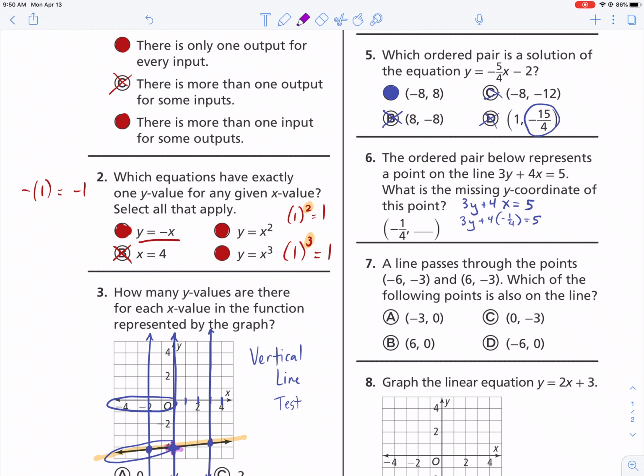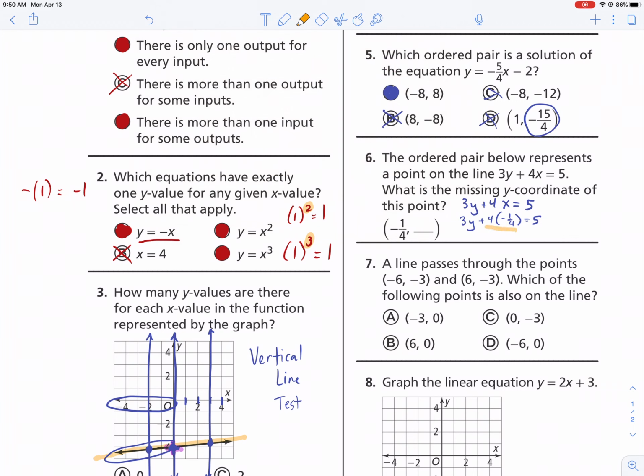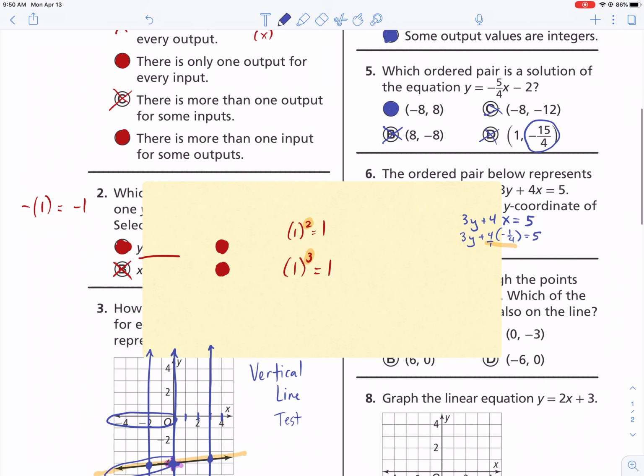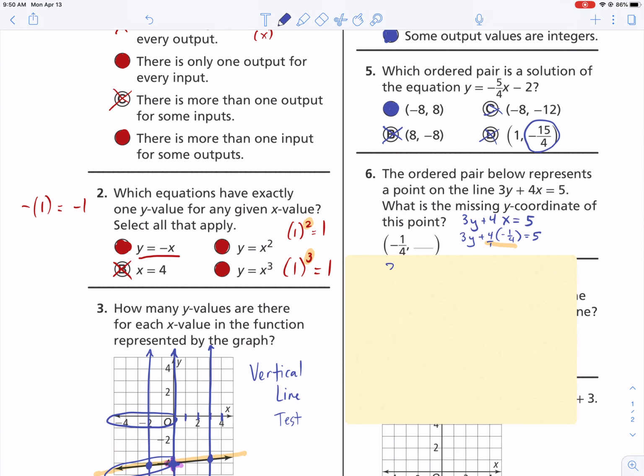If I go through and do this algebra, let's get a lighter color. This is going to be a 4/1. And if you notice the reciprocals, one's just the opposite. So I'm going to add a sticky note so we can see a little bit better. We're going to say 3y plus 4/1 times -1/4 equals 5. And I'm going to have 3y plus -4/4, equals 5, so I have 3y minus 1 equals 5.